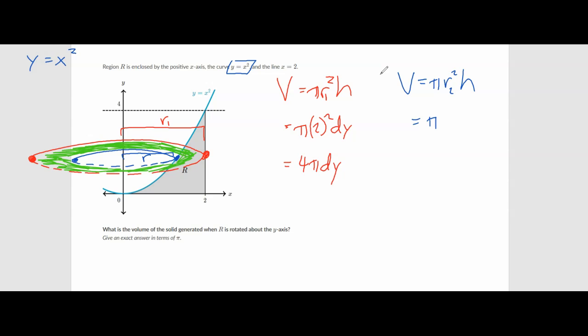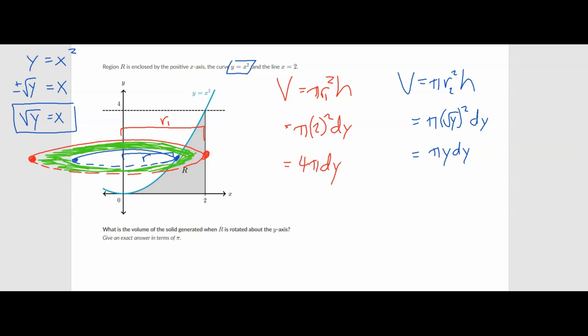Y equals x squared. Square root both sides. I get x is equal to plus or minus the square root of y. We are only in the first quadrant, so I only need to worry about the positive root. So I'm going to rewrite my function as x is equal to the square root of y. So my radius is just going to be the square root of y. So I get the square root of y squared dy. I simplify here. I get pi y dy.